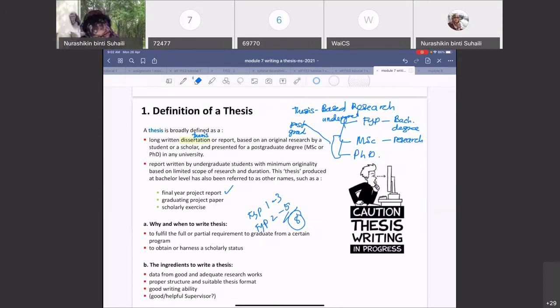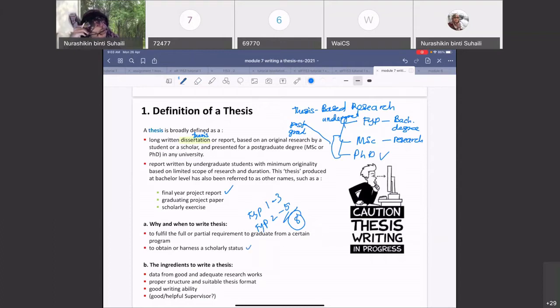And then to obtain or harness a scholarly status. Of course, if you do research, MSc, PhD, right? So PhD is the highest level. So you will get the title doctor. If you have a PhD degree, you are called doctor after you graduate, yeah? Because it's not an easy degree. It's not an easy degree. So that's why people give that title. So that is this one, scholarly status.